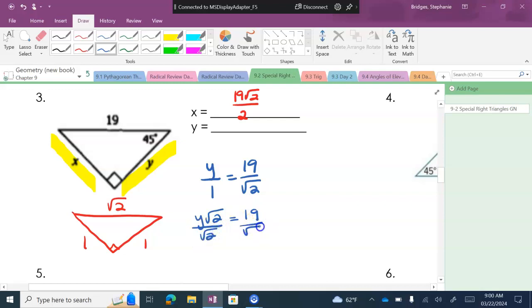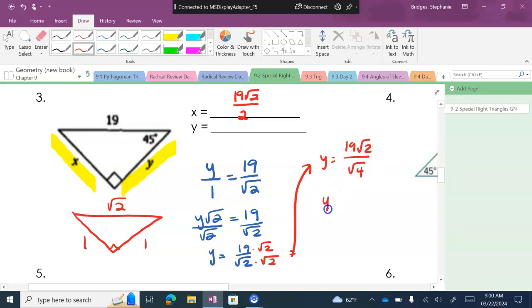Then we have to get y by itself. Then you have to rationalize because you cannot leave that square root in the bottom. Come up here. And then we end up, once we simplify that perfect square, to get the same thing. So 19 square roots of 2 over 2. Is everybody okay with that?